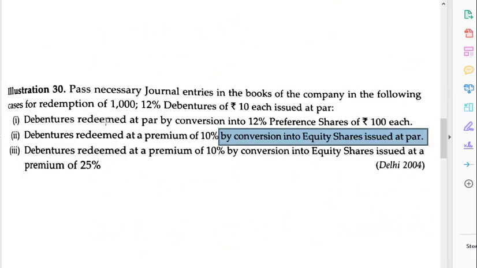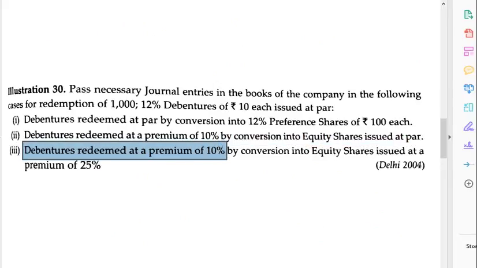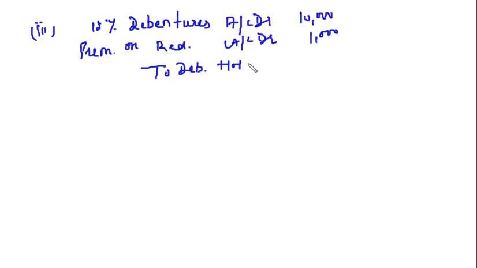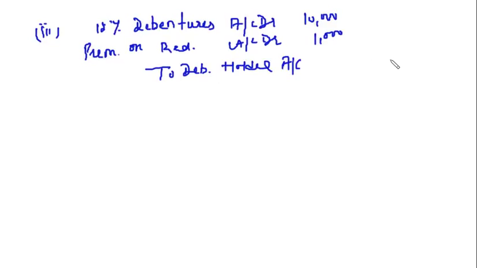Right? Now, the third and the final part. Debentures redeemed at a premium of 10%. Okay? First, this much entry. So, I'll say 12% debentures account debit with the nominal value, always the nominal value, then premium on redemption account debit. What is the premium? 10%. And what is the total amount that is payable to the debenture holder? 11,000.